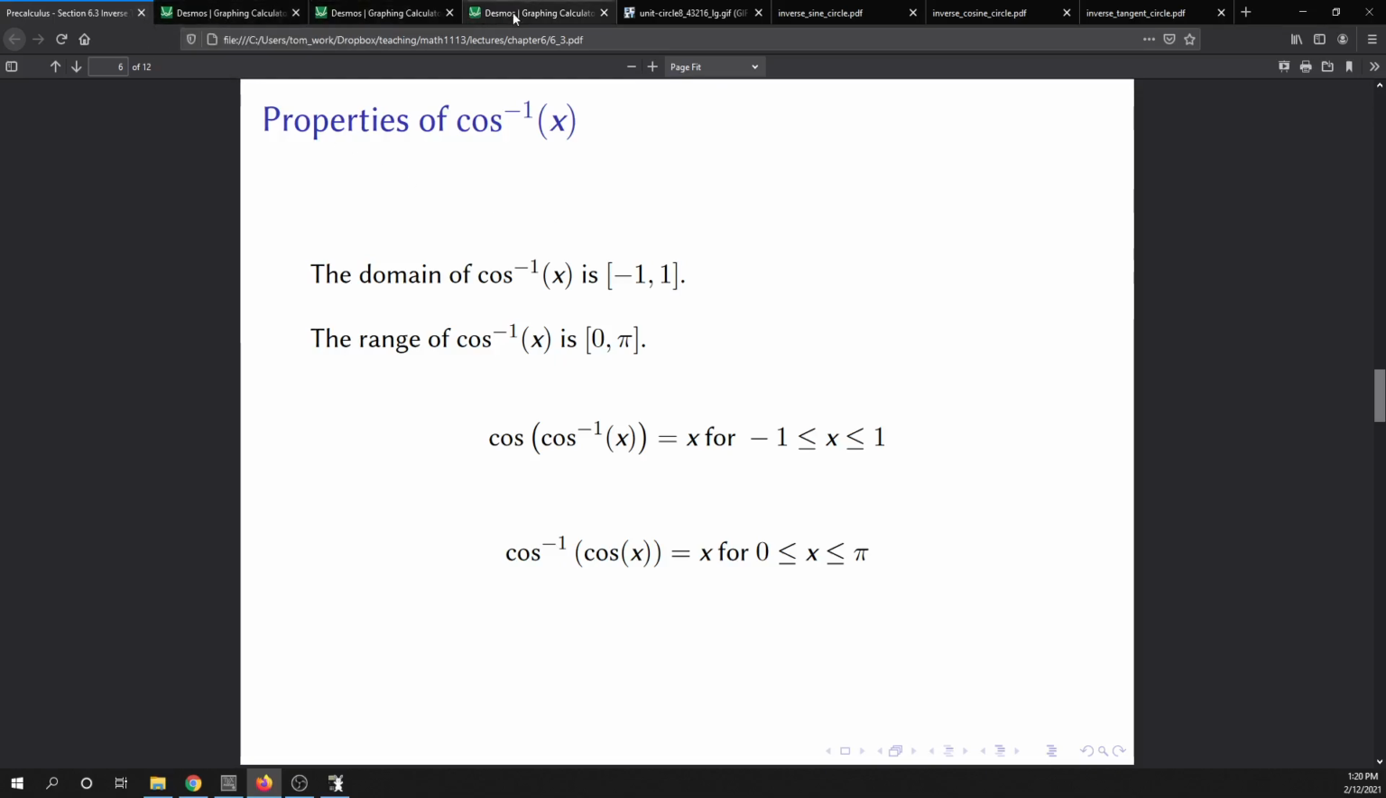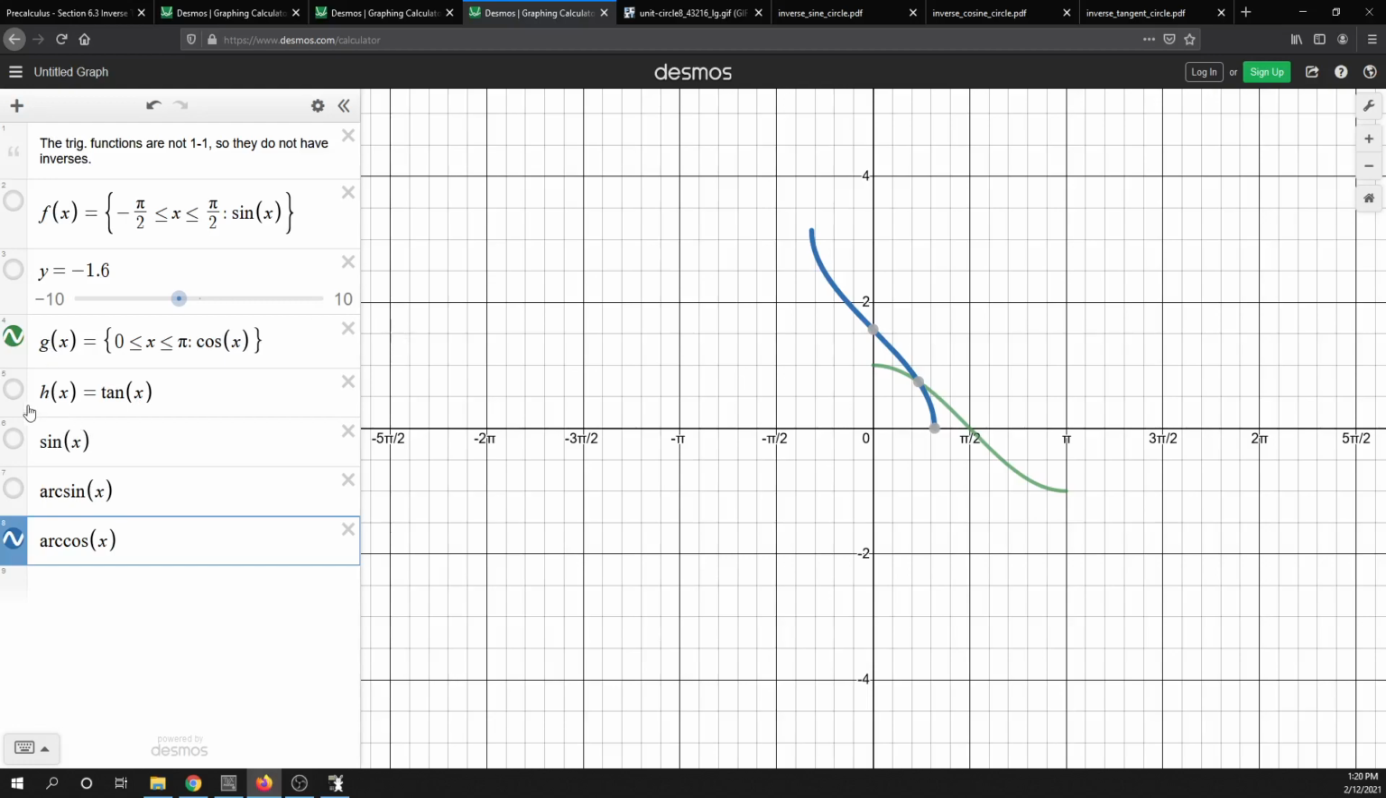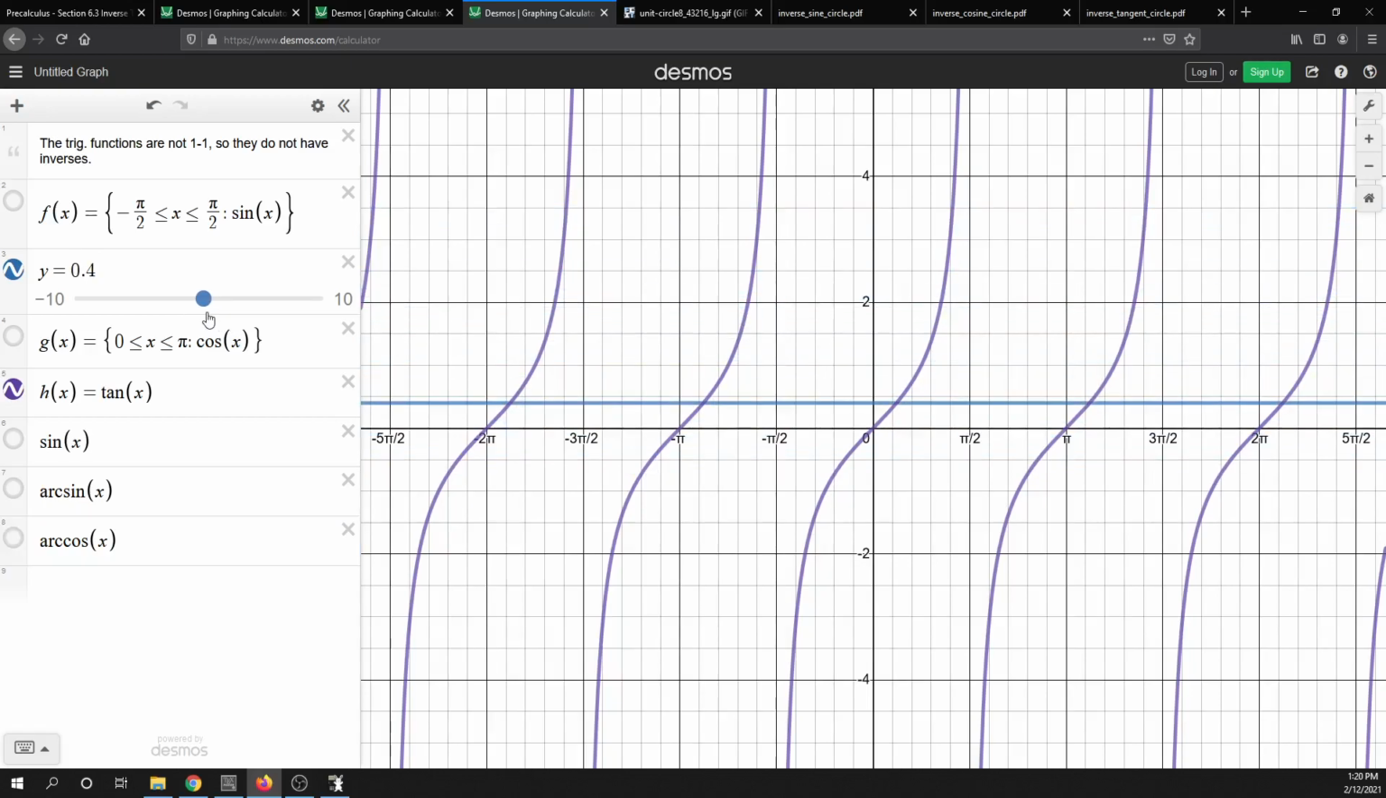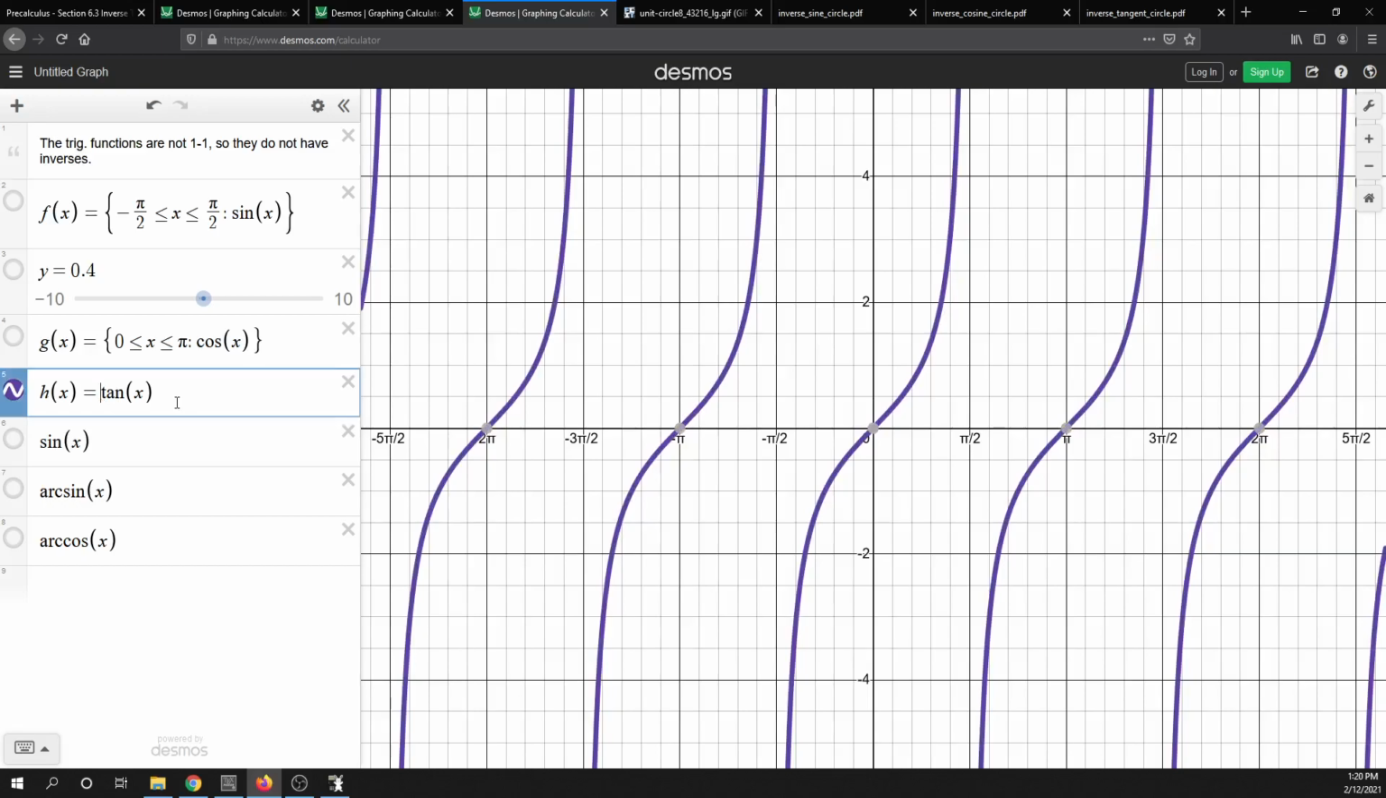All right, and so the last one that I'm going to show you the graph of is for tangent. And tangent is definitely not 1 to 1. In fact, every horizontal line cuts through the graph of tangent in infinitely many places. So that is really bad as far as being 1 to 1. So again, we're going to play the same trick. We're going to trim down the tangent function to a place where it is 1 to 1.